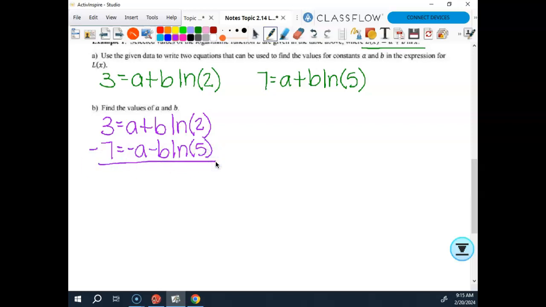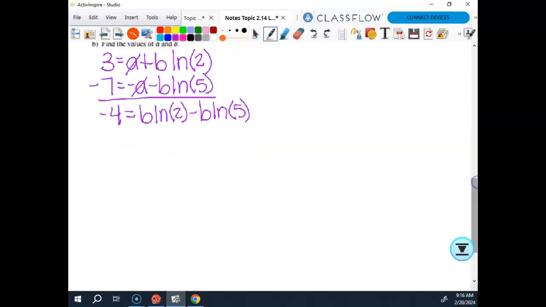Okay? Then I just combine them. Gives me negative 4 equals, those zero out. Then I'll have b times the natural log of 2 minus b times the natural log of 5. What am I solving for here? B. So what would I do next? How am I going to get b by itself? What have we done in other situations like this?